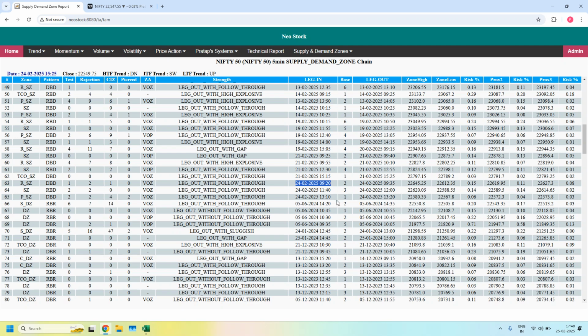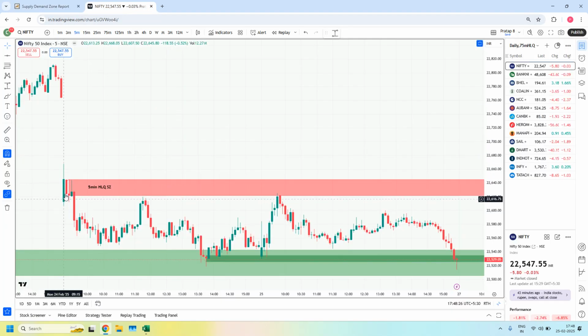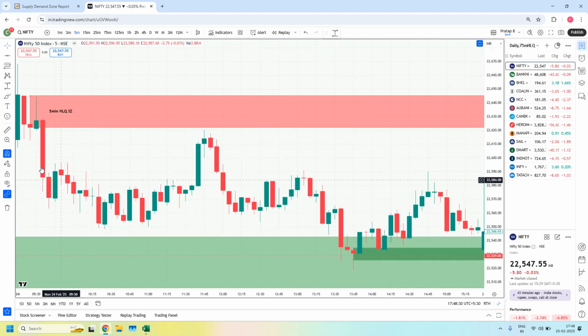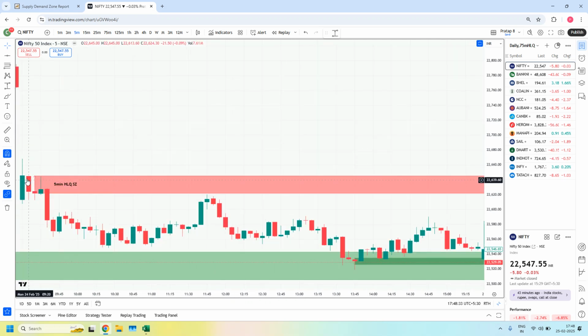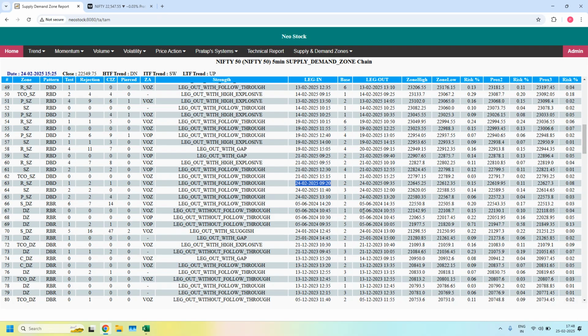So yesterday morning 9:25 candle, you see, this is the morning 9:25 candle. Our software identified this as a drop candle. These two are the base candles and this is the drop candle. This is the morning 9:35 candle. See, morning 9:35 is the leg out. And this is the high liquidity zone, our resistance supply zone.